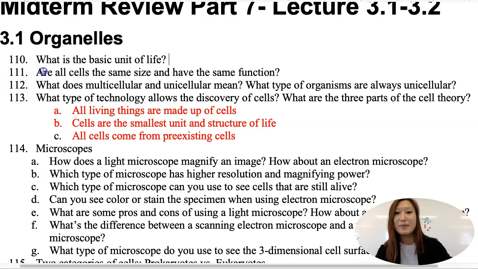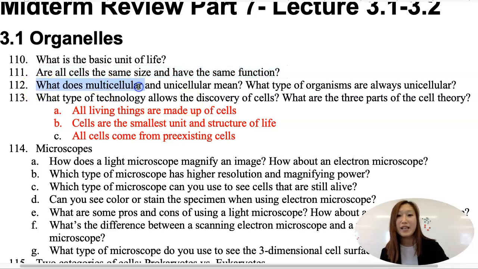Are all cells the same size and have the same function? Obviously no, right? In your bodies, for example, you have neurons that are really, really long and pretty small. You have red blood cells that are completely different looking from neurons, right? So not all cells are the same size and they definitely have different functions.